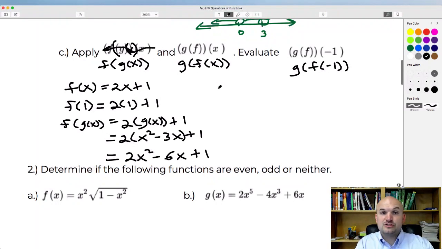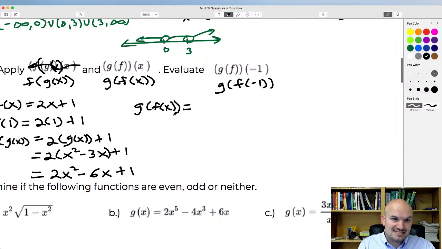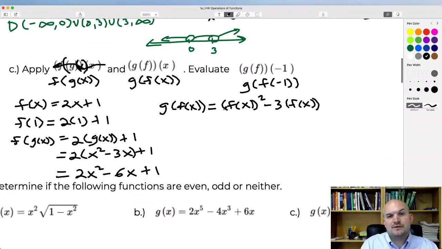So now if I'm going to do g of f of x, basically what I'm asking you to do is again plug the f of x function into the g of x function. So by plugging f of x into the g of x function, it's going to look like this: f of x squared minus 3 times f of x. And again, we know what f of x is because f of x is 2x plus 1. So I have 2x plus 1 squared minus 3 times 2x plus 1.